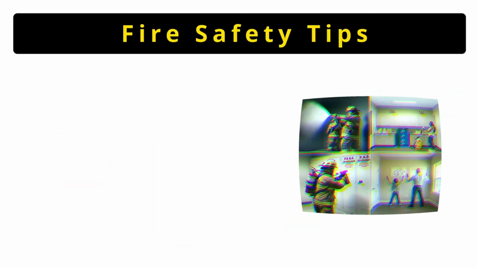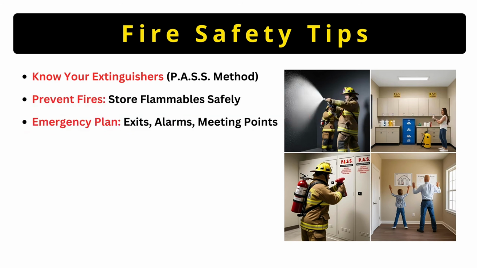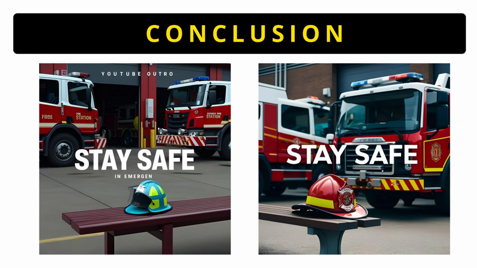Before we wrap up, here are some crucial safety tips. Always use the right extinguisher. Remember the PASS method? Pull the pin, aim at the base, squeeze the handle, and sweep side to side. Store flammable materials safely and have an emergency plan with clear exits, working smoke alarms, and a designated meeting point. Prevention is always better than reaction. Understanding fire classification can make all the difference in an emergency.